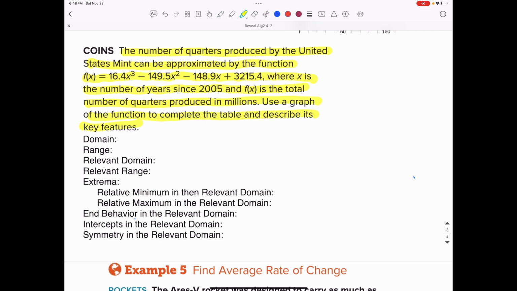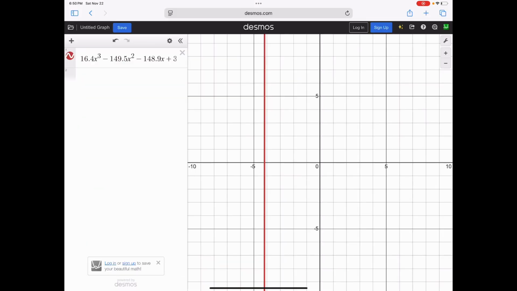So again, we'll go back to Desmos and we will graph that. When I first graph it, this is all I see. It just looks like a straight vertical line. The thing is, I know it can't be just a straight vertical line, because it is a polynomial function with an x to the third power, which means it's going to be a curve somewhere. That just simply means we've not seen the entire graph. We're probably zoomed in too close. So let's zoom out.